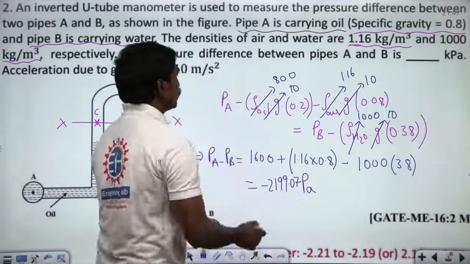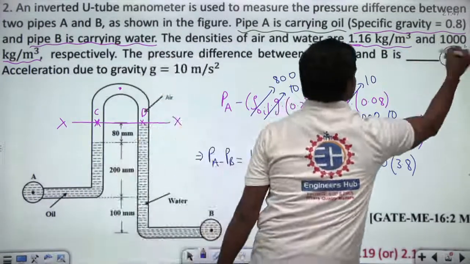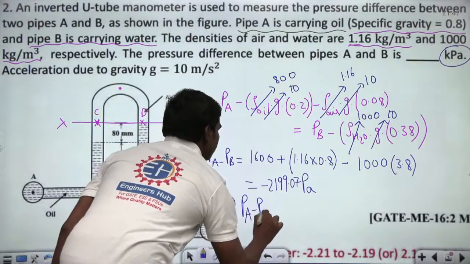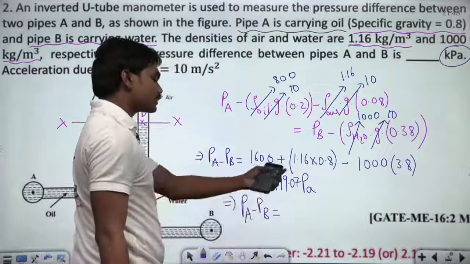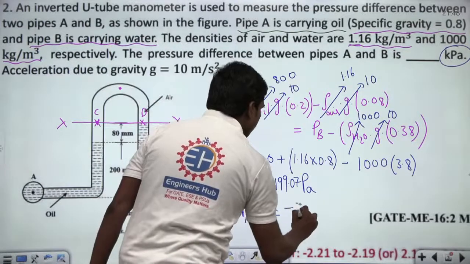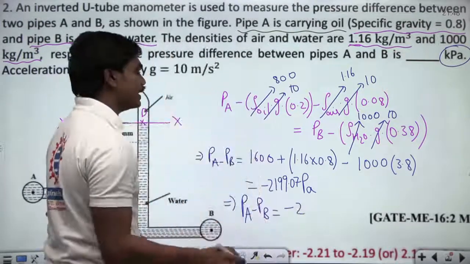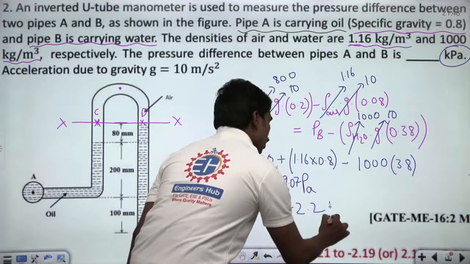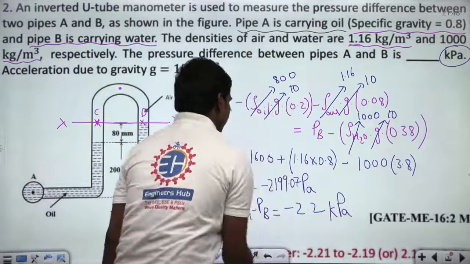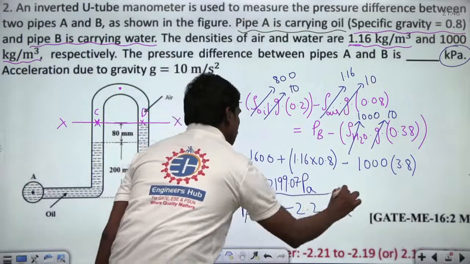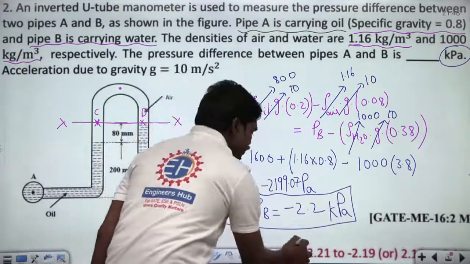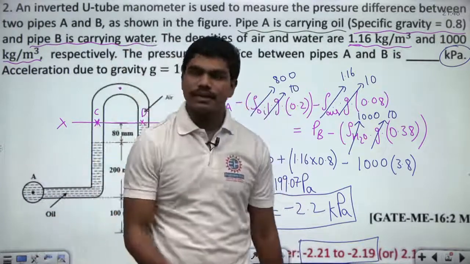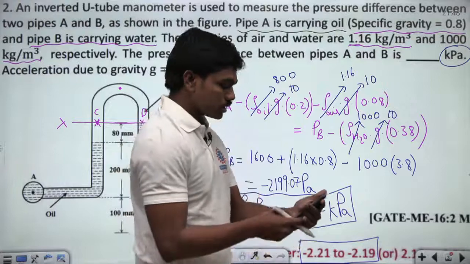minus 2199.07 pascals. So here they are asking you the answer in kilopascals, correct? So PA minus PB is this much in pascals. If you convert this into kilopascals, your answer will be minus 2.2. They didn't ask you to round up, but generally if you round up, this can be written as minus 2.2 kilopascals. So PA minus PB is minus 2.2 kilopascals, and you can see the answer range minus 2.21 to minus 2.19, which contains the value minus 2.2. So this is the correct answer.